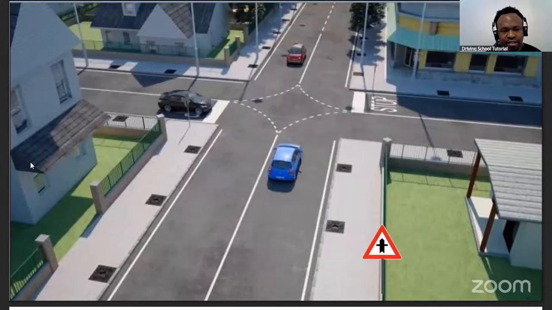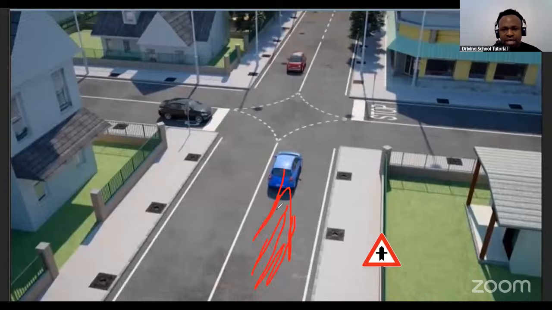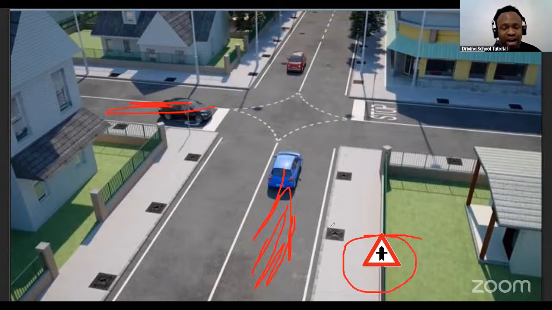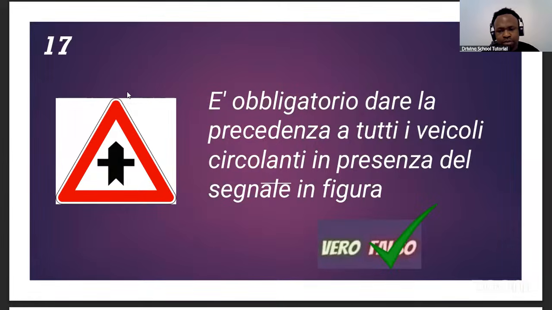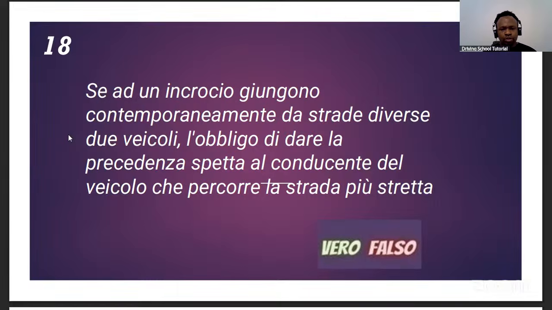Please don't forget that the sign is given to vehicles that are coming from here, which means it is given to me. The driver of this vehicle cannot have this sign. If you are having it, it means that it is given to you. So the answer is falso to question number 17. È obbligatorio dare la precedenza a tutti i veicoli circolanti in presenza del segnale in figura. Falso. Question number 18. He said, se ad un incrocio giungono contemporaneamente da strade diverse due veicoli, l'obbligo di dare la precedenza spetta al conducente del veicolo che percorre la strada più stretta.